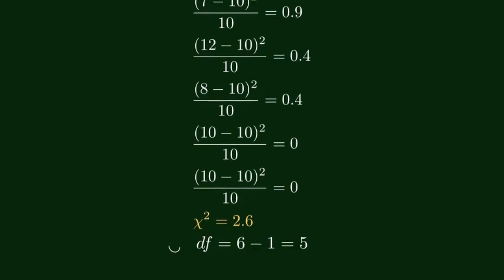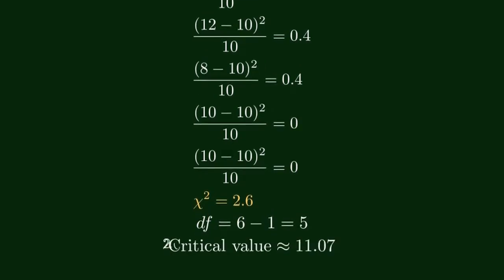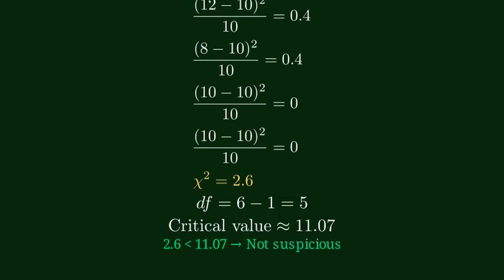The degrees of freedom is categories minus 1. We have 6 faces, so degrees of freedom is 5. The critical value for 5% in the right tail is about 11.07. Our value 2.6 is much smaller, so the die seems fair.